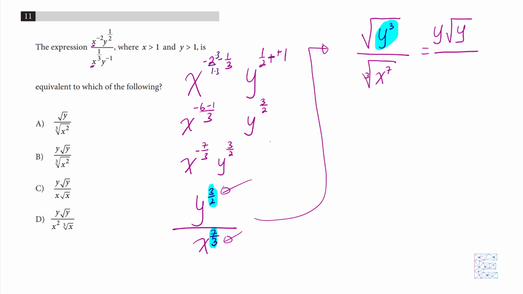And on the denominator, we ask ourselves, how many groups of 3 do we have in x to the 7th? And if you've guessed 2, you would be correct. So we have an x squared on the outside, and then we're left with a cube root of x on the inside, which makes D the correct answer to this question.